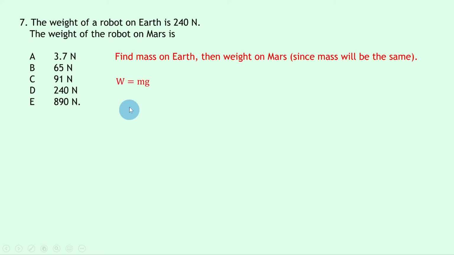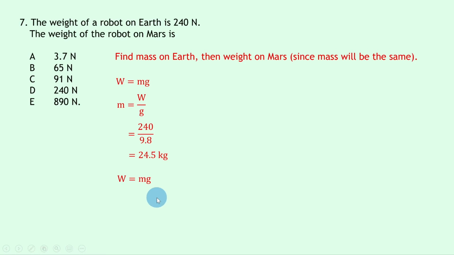So let's use the equation W equals mg and rearrange for the mass to get m equals W over g, and let's plug in the weight on Earth, 240 newtons, and divide that by the gravitational field strength on Earth, g, which is 9.8 newtons per kilogram from the datasheet, and let's put that into your calculator to get an answer of 24.5 kilograms.